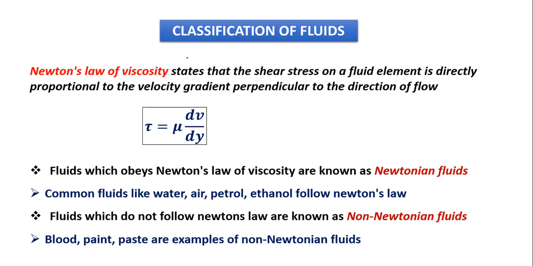Next topic is classification of fluids. This classification is based on Newton's law of viscosity. Those fluids which obey Newton's law of viscosity are known as Newtonian fluids, and those which do not follow Newton's law of viscosity are known as non-Newtonian fluids. Newton's law of viscosity is shear stress is directly proportional to rate of change of velocity. Water, air, petrol are examples of Newtonian fluids, whereas blood, paint, paste are examples of non-Newtonian fluid.